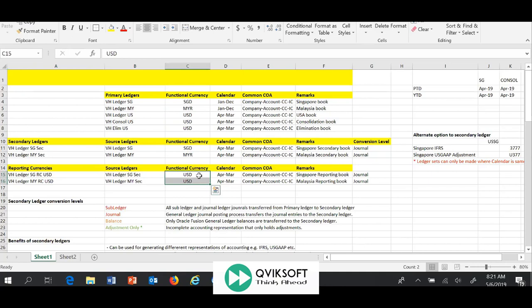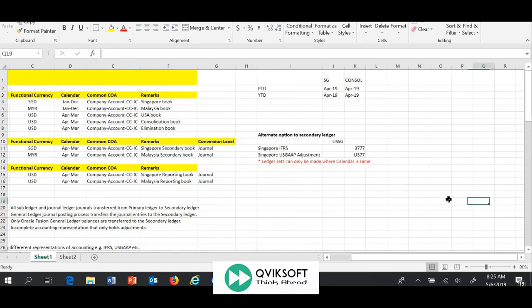So that every transaction I do here, I'm also doing journal level conversion. I'll discuss in detail what level you should do. Any journal I post here will go to secondary. Any journal posted in secondary will go to reporting in US dollar, converted based on the rate as defined in the ledger setup. I've told you consolidation can be done in two ways.